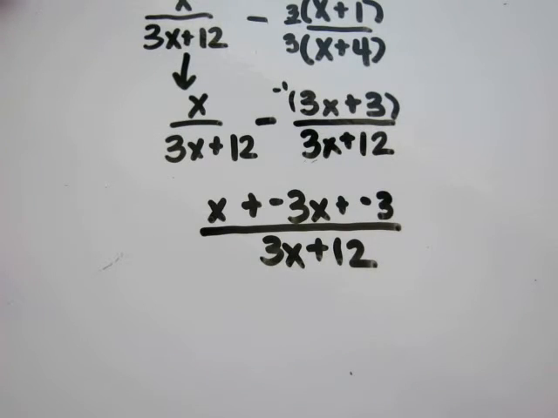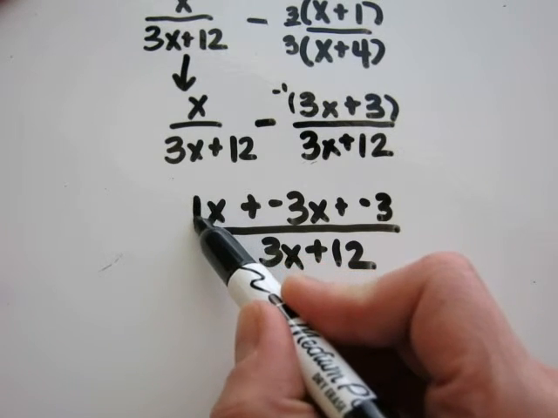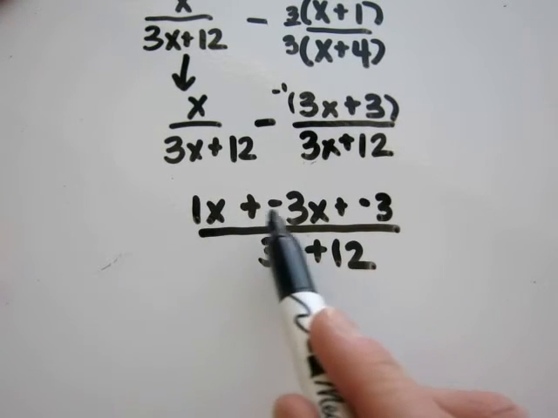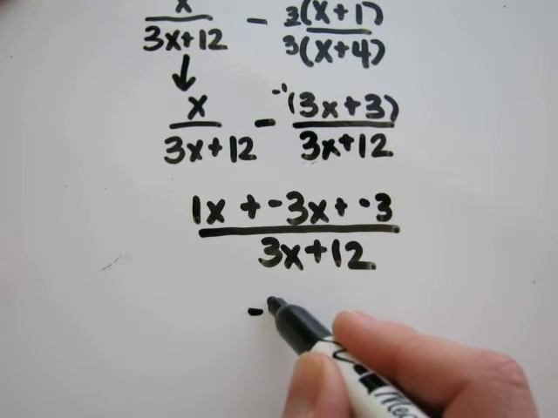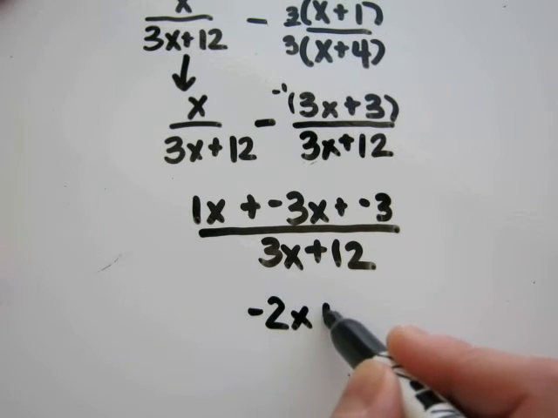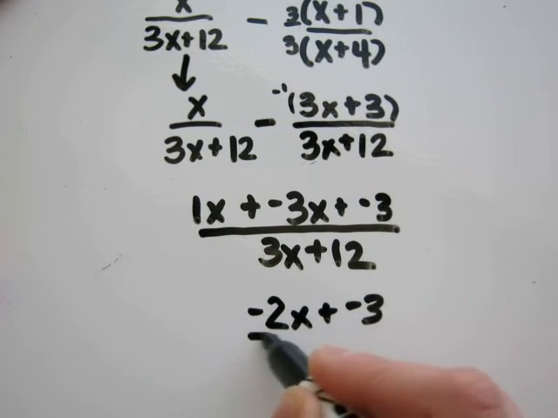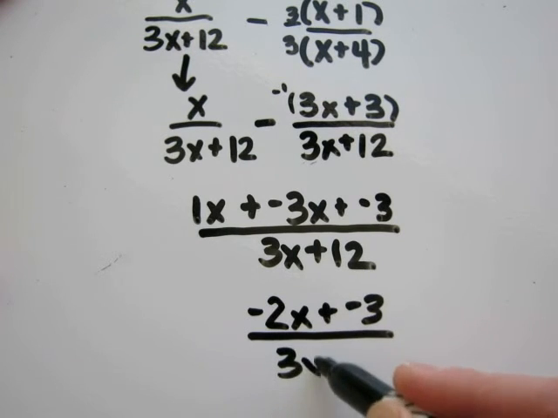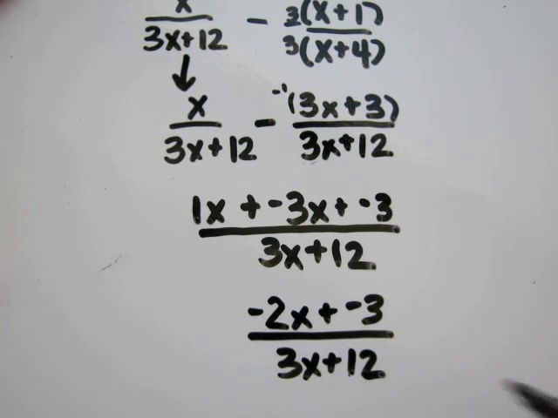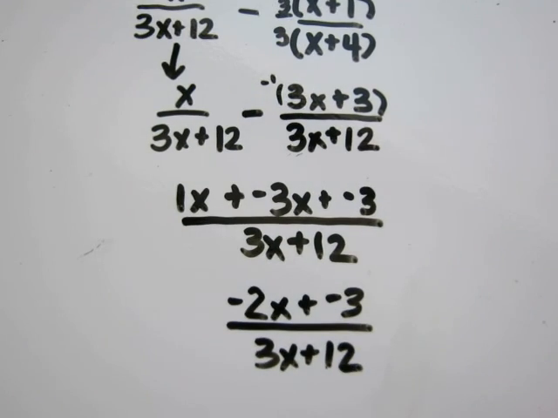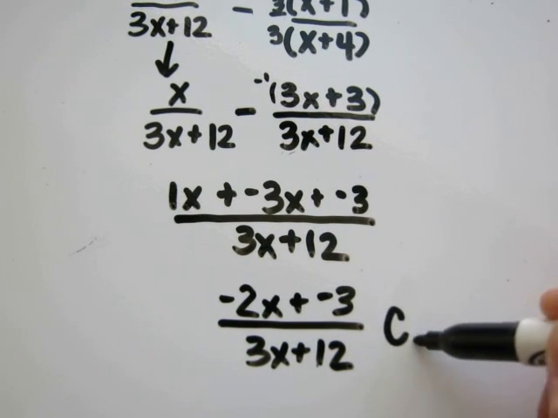Now I'm going to combine like terms. This is the same as a 1. 1 plus negative 3 is negative 2. Plus negative 3 over 3x plus 12. So this is the same as selection C.